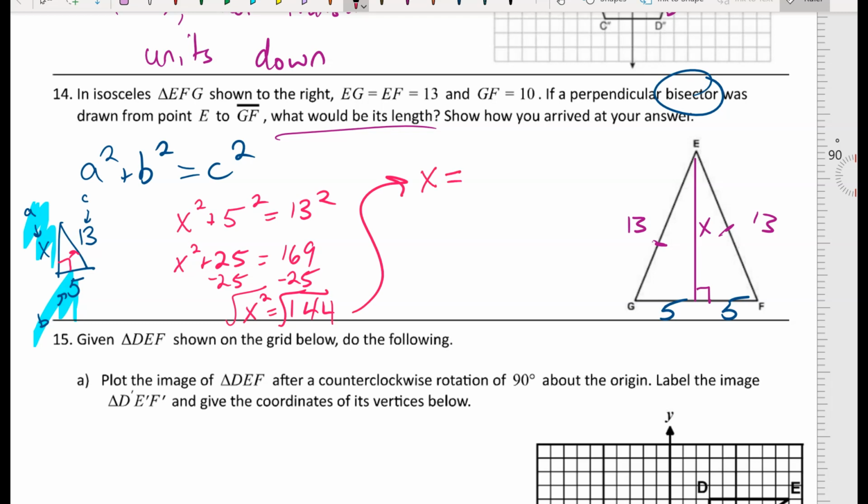So I get x equals, now I'm happy 144 is a perfect square, so it simplifies just to 12. So that is the height of my triangle, or the length of the perpendicular bisector.